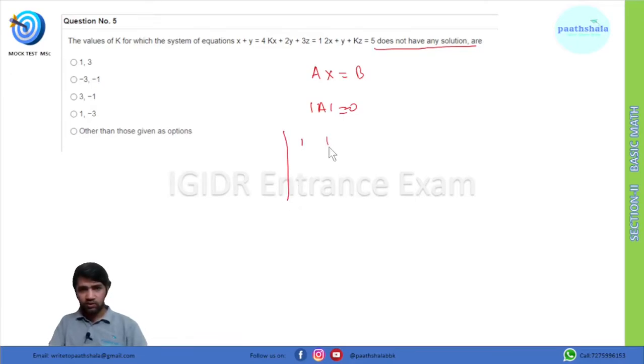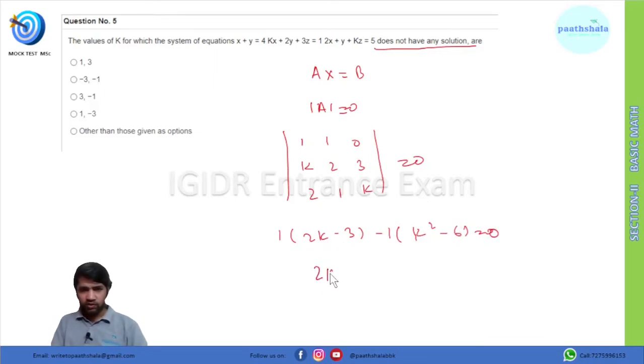So this will be 1 1 0, k 2 3, 2 1 k. Now equate it equal to 0. If I expand it with respect to row 1, so this will be 1 times (2k minus 3), minus 1 times (k square minus 6), because the third element is 0, so this will be 0 ultimately.